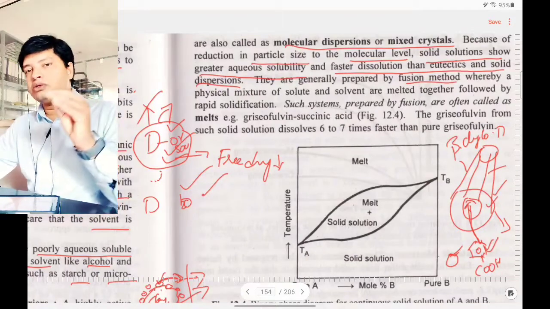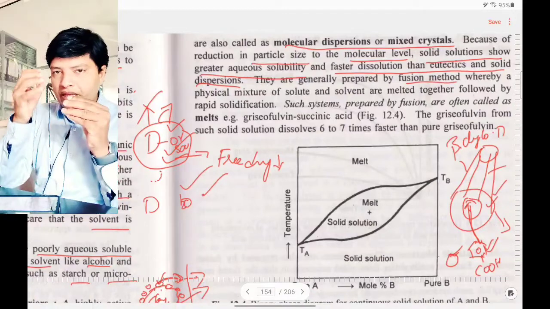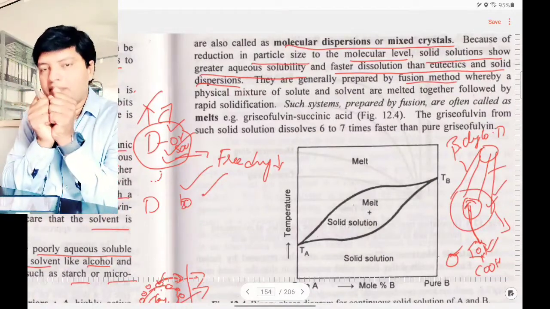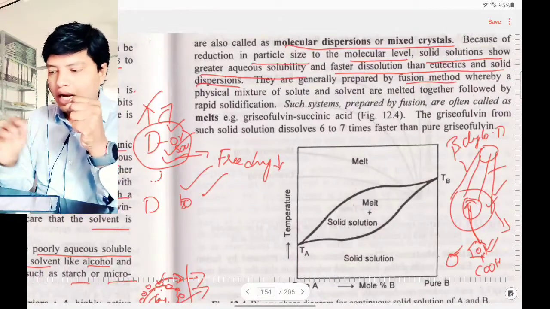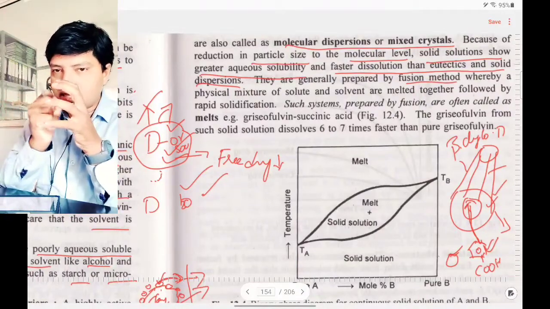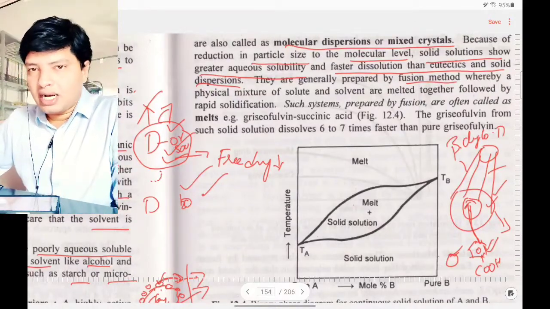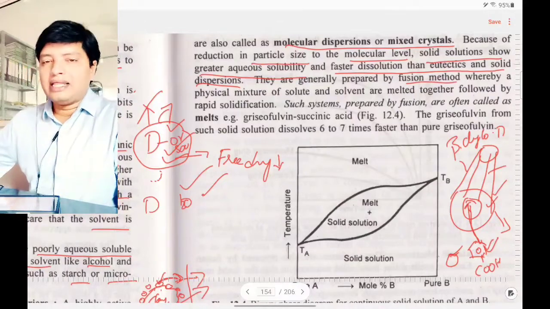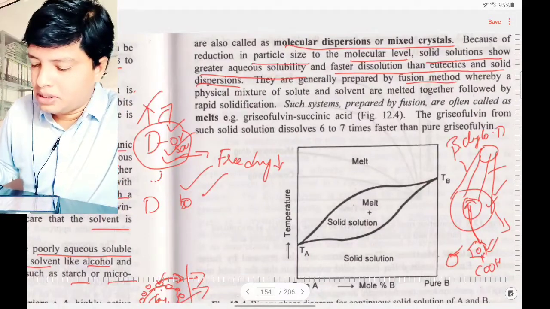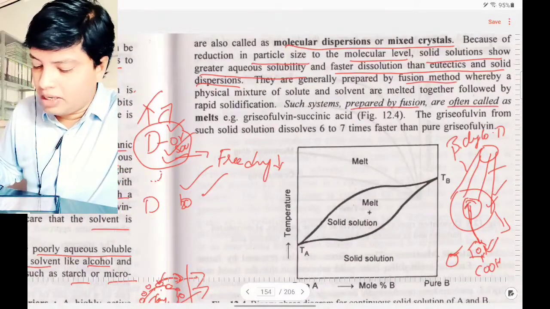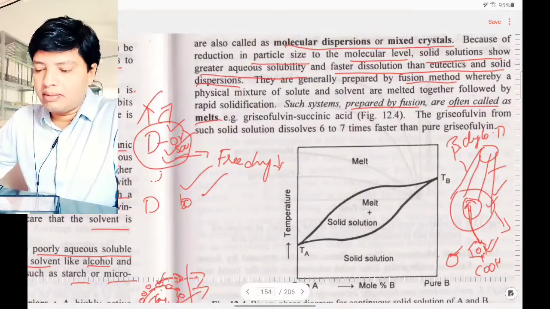What happens? The particles will be converted to the molecular level, each individual molecule. The host molecule and guest molecule will form a complex. Here beta cyclodextrin is the host molecule and benzoic acid is the guest molecule. This complex will crystallize when you rapidly cool it, and this crystal is more soluble compared to its parent molecules. Such systems prepared by fusion are often called melts, because we prepare them by melting.